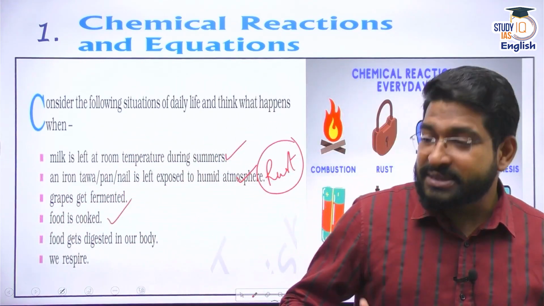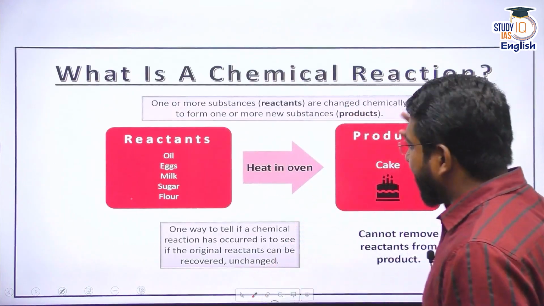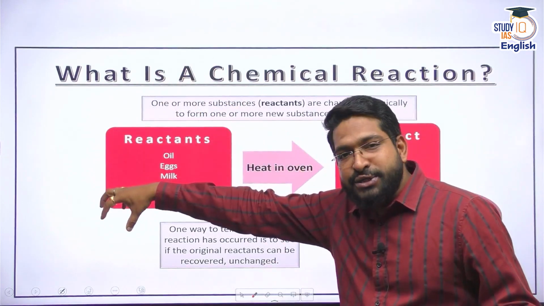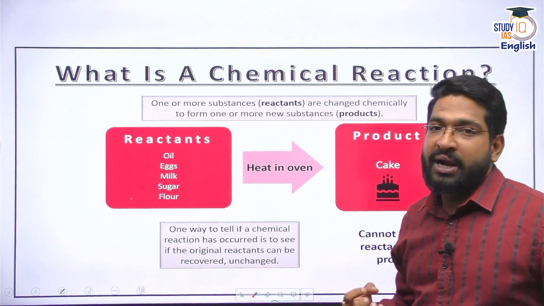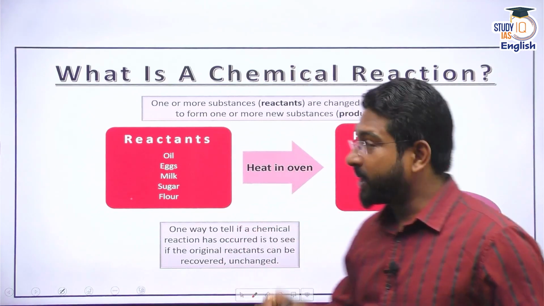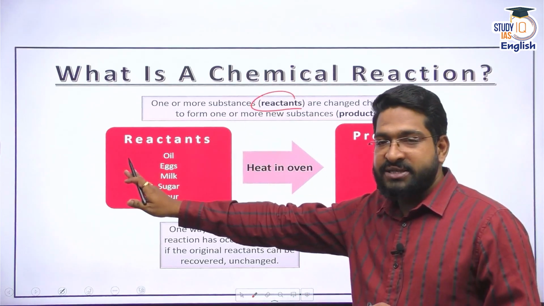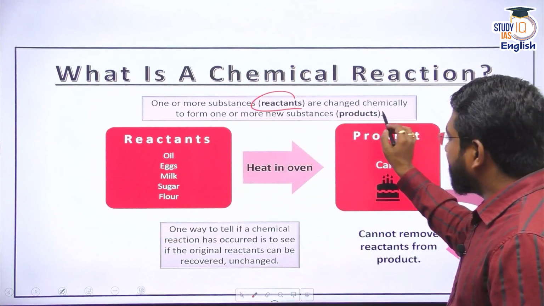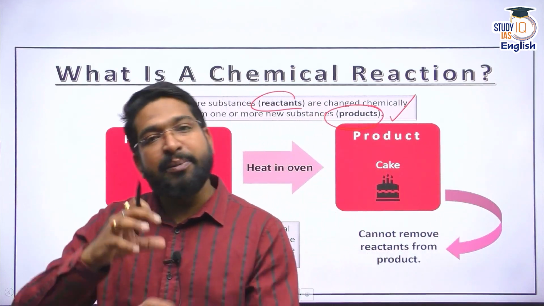Now, what is this chemical reaction? How do we represent them? See, chemical reaction is a process in which there is an irreversible change. The reactants, they react with each other and a final product is produced. And that final product will have different properties. All right. So in a chemical reaction, the reactants, which we always represent on the left hand side, react with each other and a final product is produced.